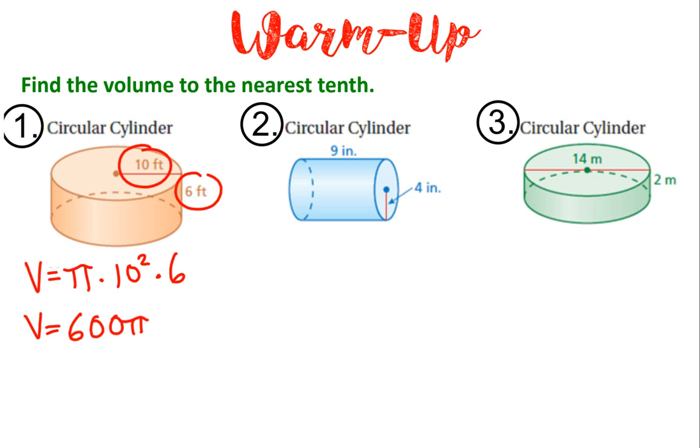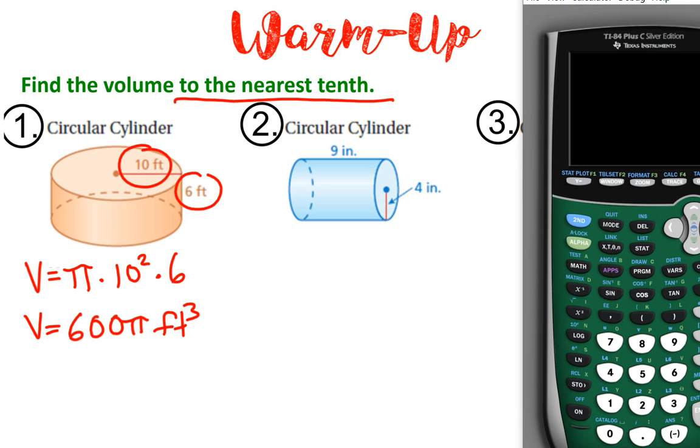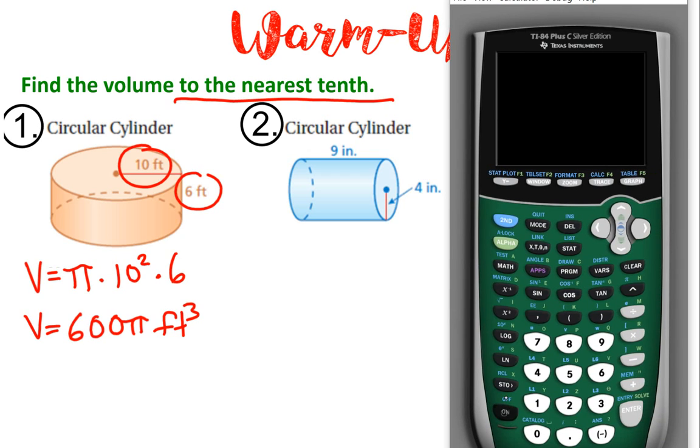Depending on your directions, you might be able to stop here at this step. If it says leave your answer in terms of pi, then you would just write your label here of feet cubed and you would be finished. But because it says to round to the nearest tenth, you're going to need to take your calculator out, turn it on, and make sure you can find that pi button.